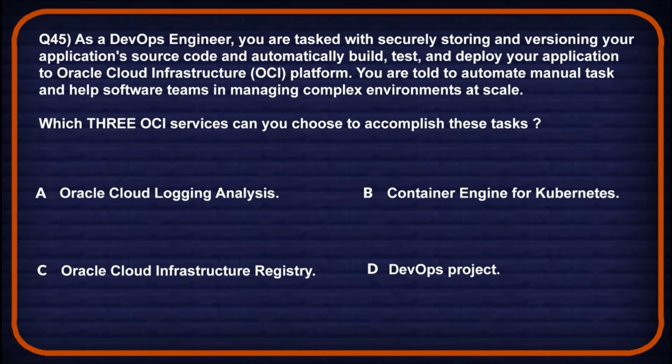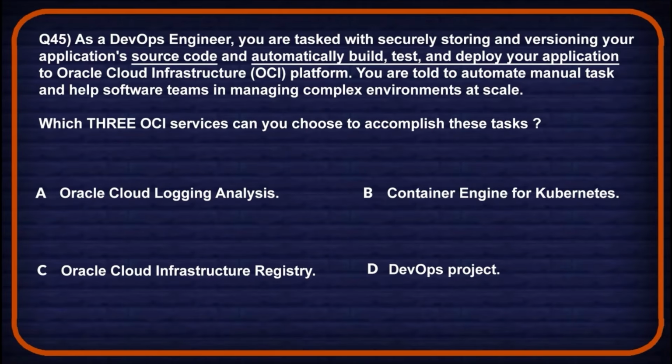Okay, let's look into question number 45. As a DevOps engineer, you are tasked with securely storing and versioning your application source code and automatically building, testing, and deploying your application to Oracle Cloud Infrastructure platforms. You are told to automate manual tasks and help software teams in managing complex environments at scale. Which three OCI services can you choose to accomplish this task? Okay, let's look into the options.